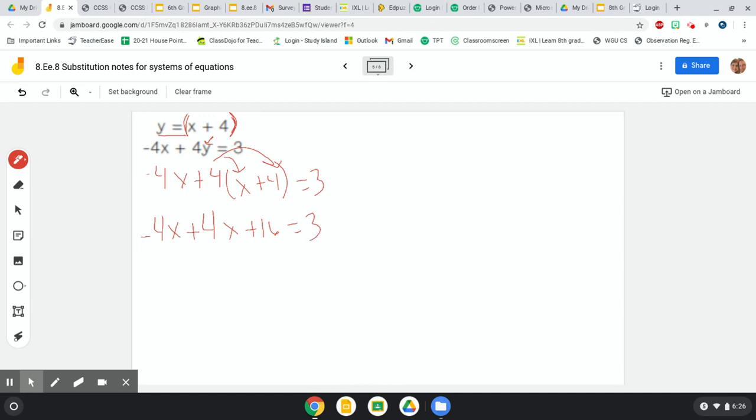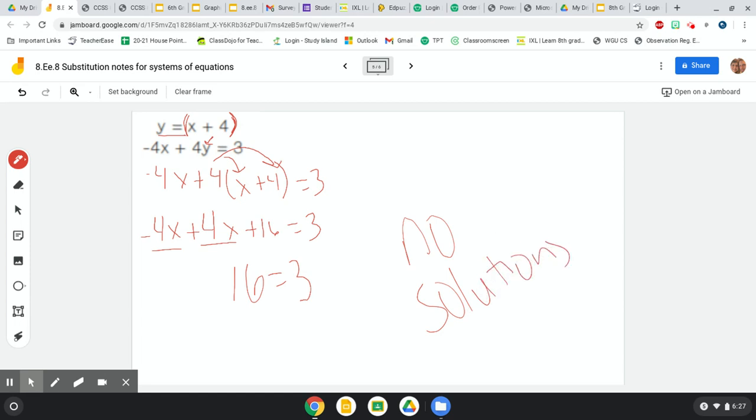Okay, I'm going to combine like terms. So I have a negative 4x and a positive 4x here. That ends up giving me 0x, or 0. I don't want to put anything down. That leaves me with 16 equals 3. Again, you're asking yourself, is this a true statement or not? And no, 16 does not equal 3, obviously. So this is going to be one of those no solution situations.